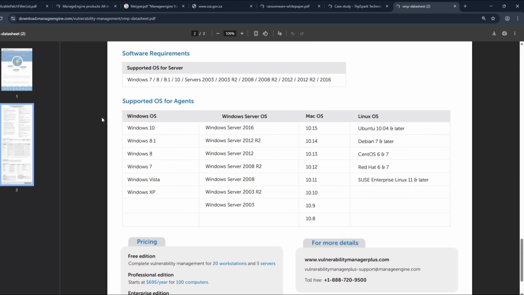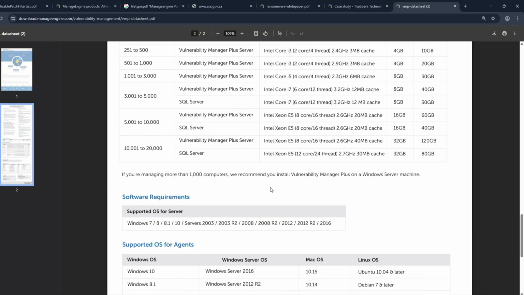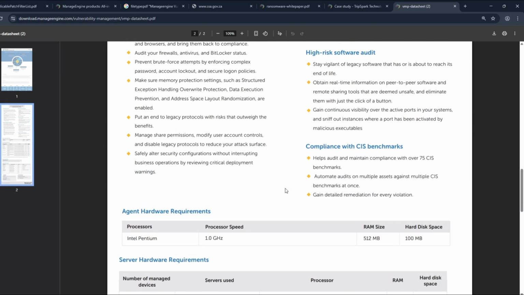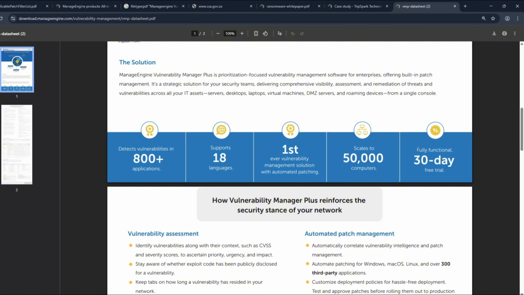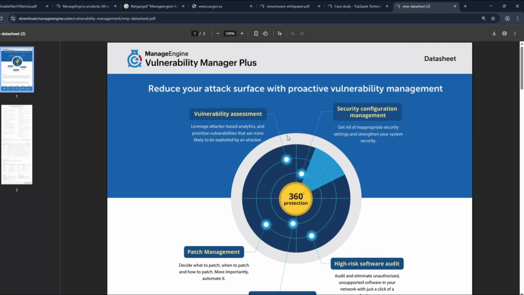And here is the OS: what OS VMP supports. And yes, this is the basic information about the VMP tool. And yes, you will also get a 30-day free trial of the tool. And that concludes today's lecture.